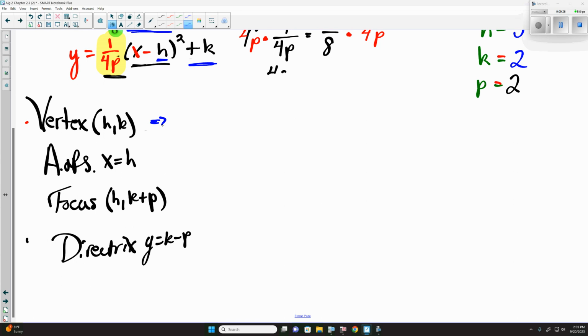Now the first thing we're going to find is the vertex. Our vertex is what? H comma k, yes? What's the value of h? And the value of k is? So the vertex is the point 3, 2. Our axis of symmetry is the equation x equals h. So x equals 3.